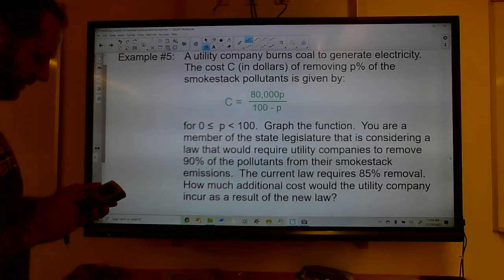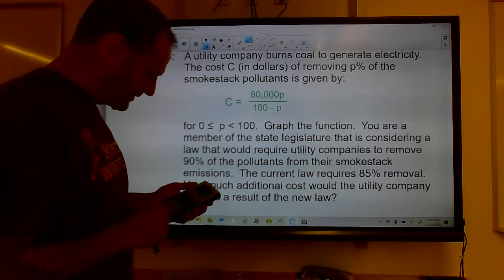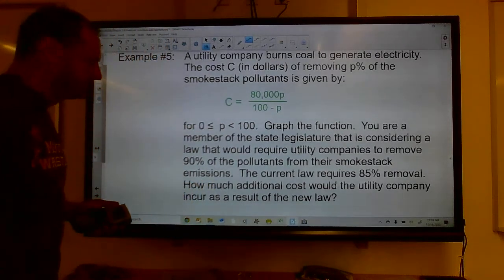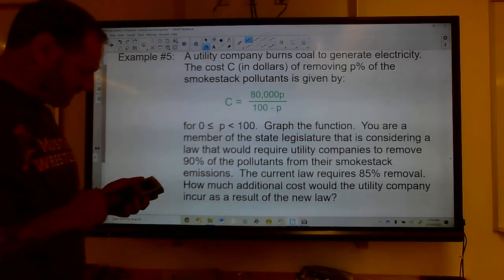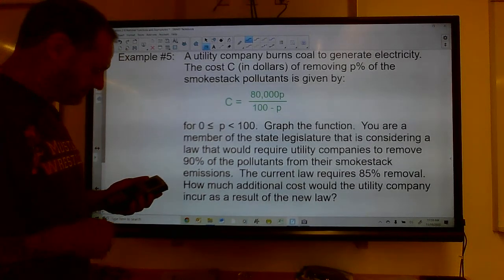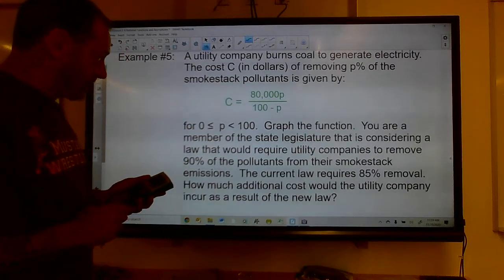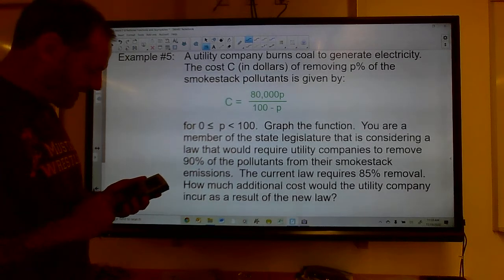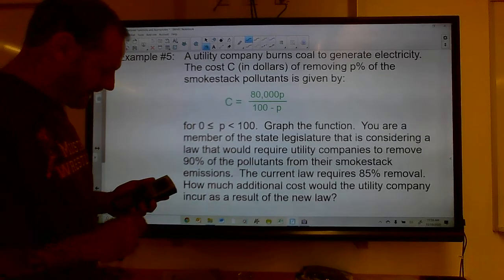And then our x can go from 0 to 100. So let's go to our window and change our x min to 0 and our x max to 100. And our x scale will go by tens because 1 is going to be too tiny for that. Let's make our y min 0 because our cost could be 0. And I don't know how big this is going to get. I think it gets pretty big. Let's put 100,000 in there for y max, and we'll count by 10,000s. And then we'll hit graph.